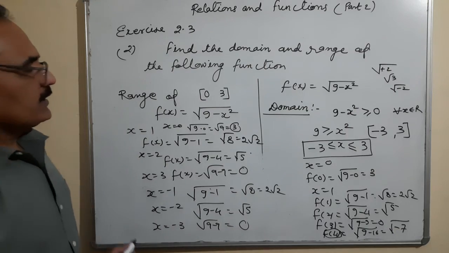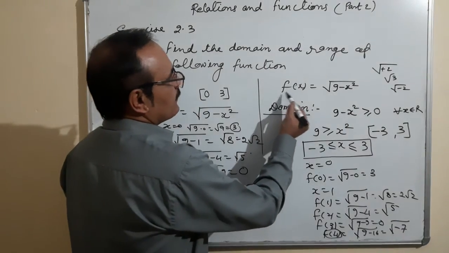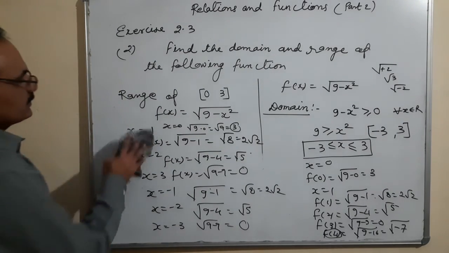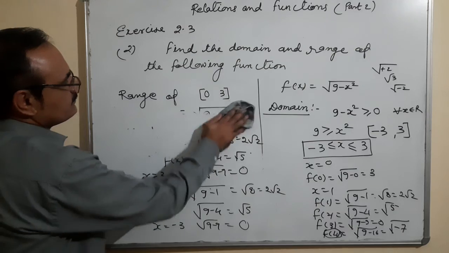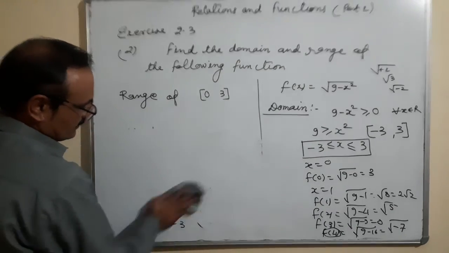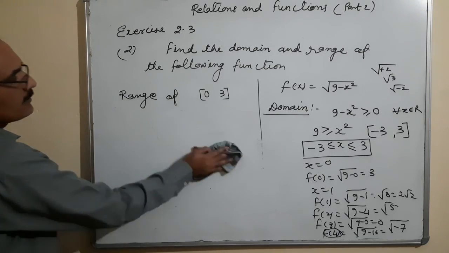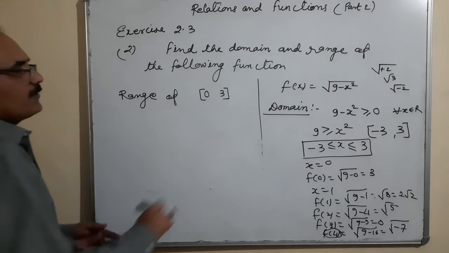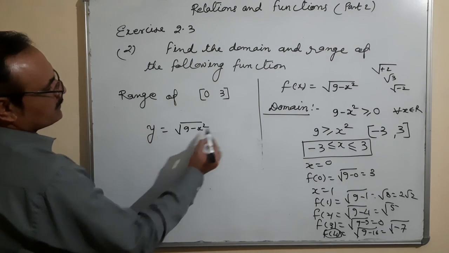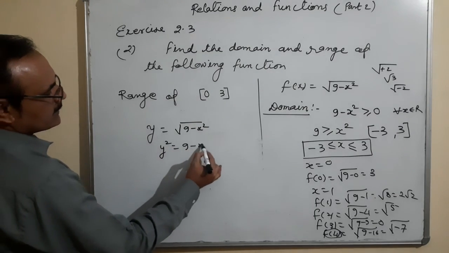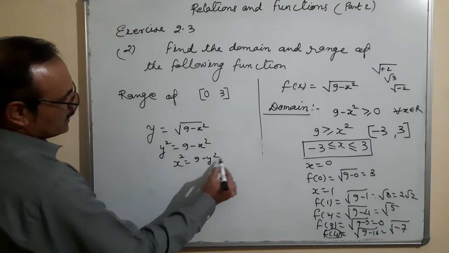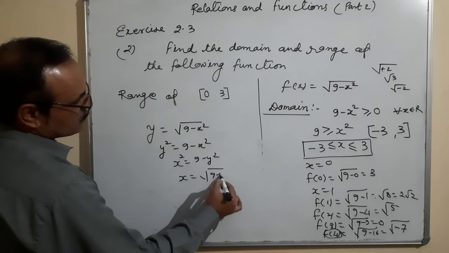Okay. The second way of finding the range, I would like to explain to you also. Second way, f of x is equal to this. So it is coming y is equal to under root 9 minus x square. So y square is equal to 9 minus x square. We want to separate here x, then what is coming? X square is equal to 9 minus y square. X is equal to under root 9 minus y square.